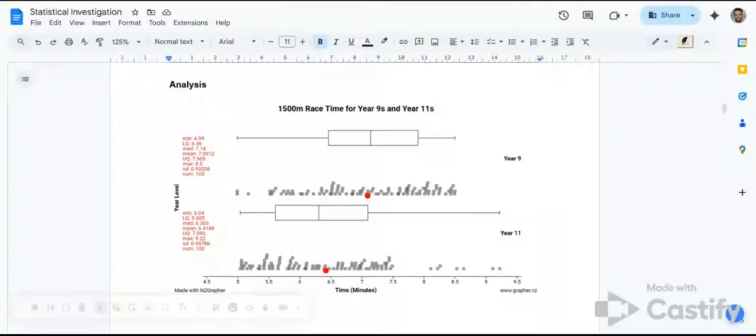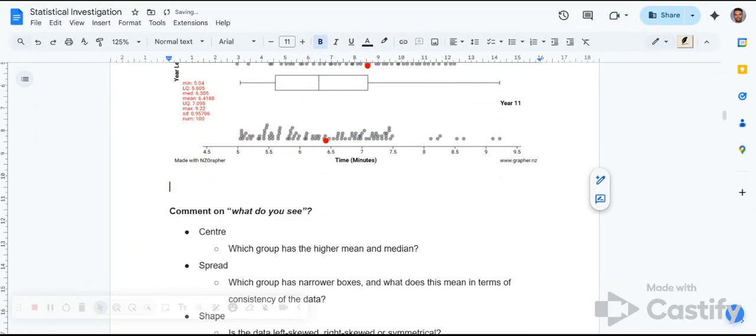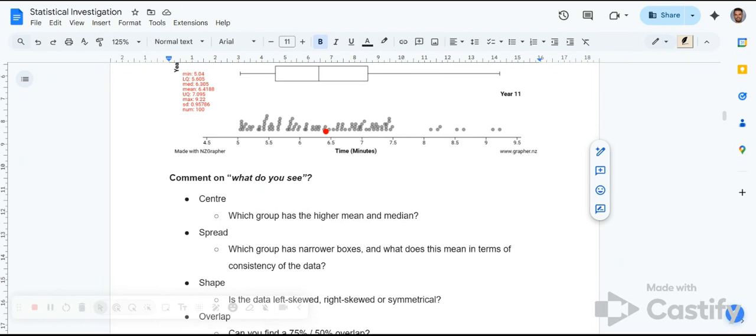Now that I've got my graph into my report, I need to talk about what I'm seeing and what the data is telling me about whether or not Year 9s or Year 11s tend to run faster. And so I need to start answering some of these questions, starting with the idea of just what do I see? So the first thing I'm going to talk about is center.